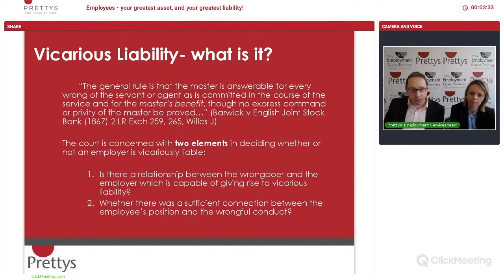As I said, it started off very much about control. As we see from this slide, what we have started to focus on instead is two questions. Is there a relationship between the wrongdoer and the employer which is capable of giving rise to vicarious liability? The courts look at this in terms of justice and equity: is it appropriate that the employer is liable? And secondly, is that connection sufficient? What is lacking there is the issue of control, and whether it could be said to be an act committed during the course of the employee's duties. That really has changed, hasn't it? So anyway, that's what we're going to talk about.